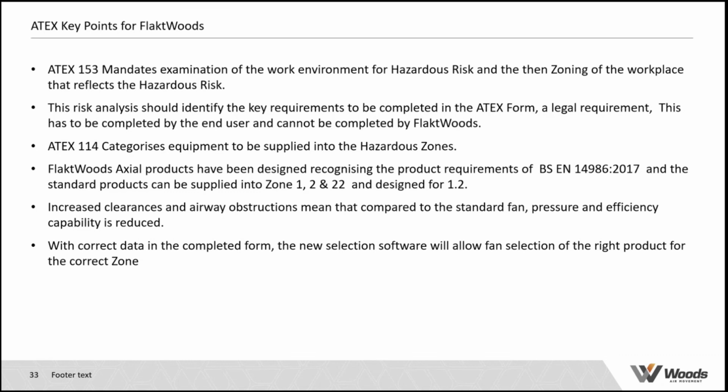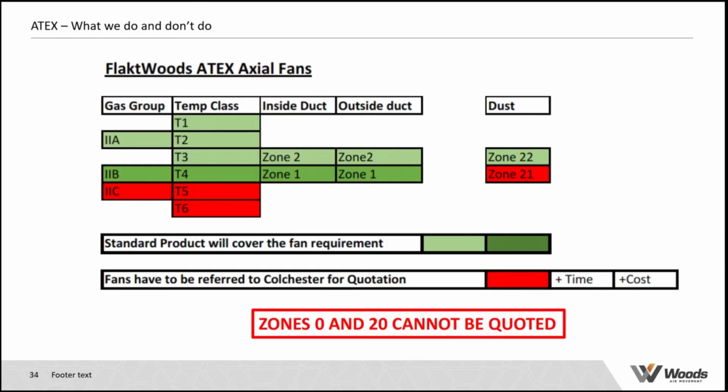Okay, so the new software allows that fan to be selected when you're looking at your completed form. So that will tell you whether you can actually select the fan that you require from the range. So really what this does is to show what the standard product can do. So anything in green is covered by the standard product here. Okay, so we can do Zone 2.2 dust as standard. Zone 2.1 means that we need to understand the vibration situation. But for the gases, if it's T5 or T6, that will need to be specially quoted. So I think it's just worth remembering that there is increased time and increased cost to do that.